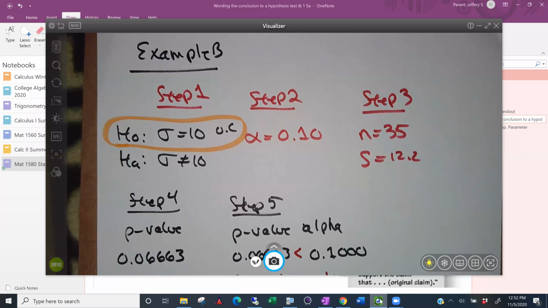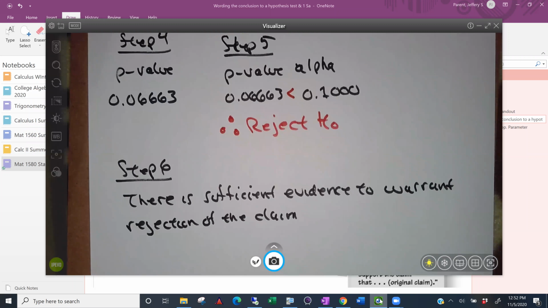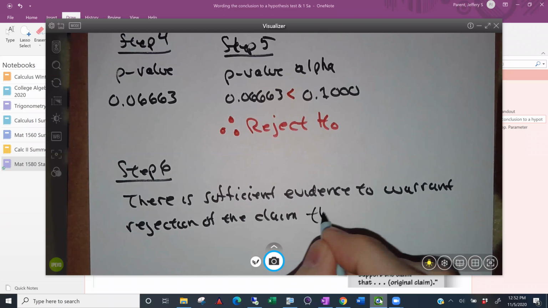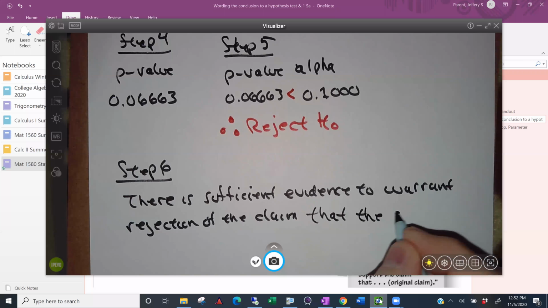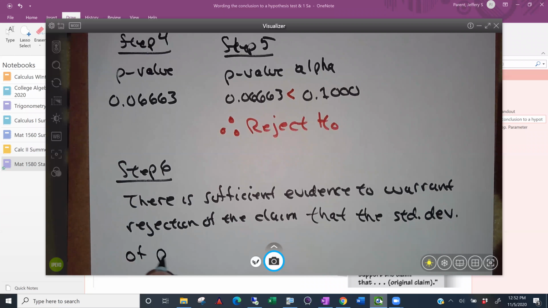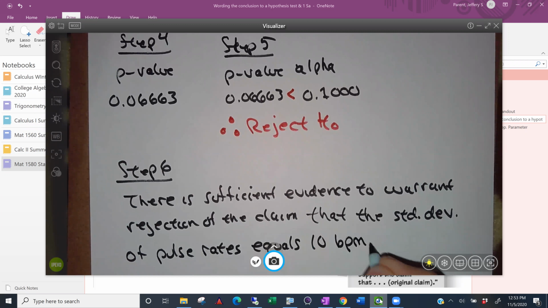All right, so there's sufficient evidence to warrant rejection of the claim that the standard deviation of pulse rates, or you can say of heart rates, same thing, equals 10 beats per minute. Beautiful.